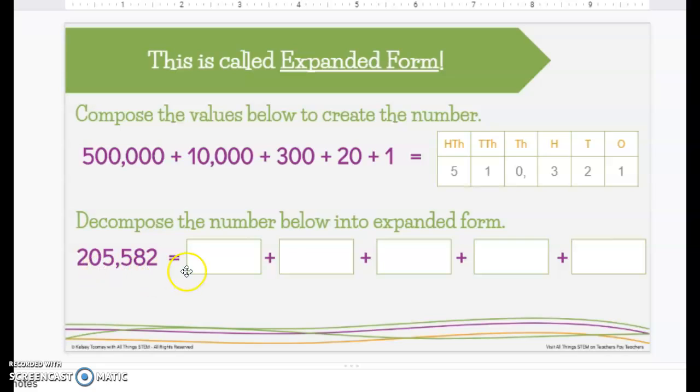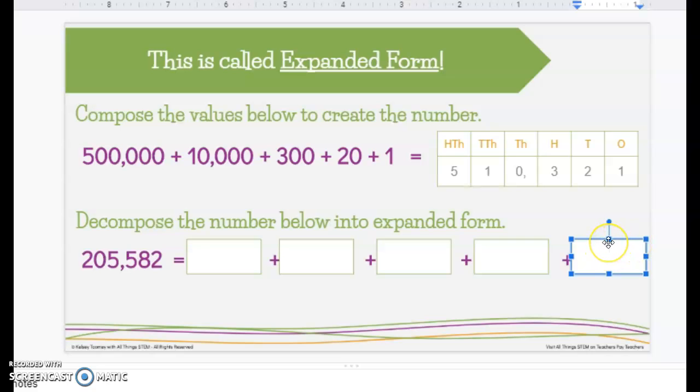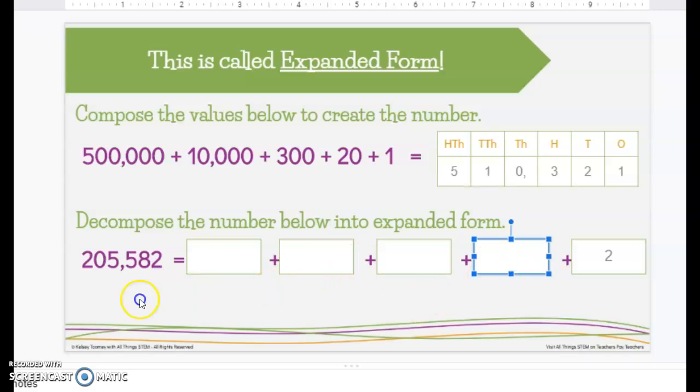So let's start plugging this in. We're going to decompose the number into expanded form. This is called standard form. 205,582. That is what you call standard form. So I'm going to start in my ones place value. So standard form of your ones is just the digit. So it is 2. And then you have your tens place value. Your 8 is in your tens place value. So you have 8 tens. Well, 8 tens equals 80.